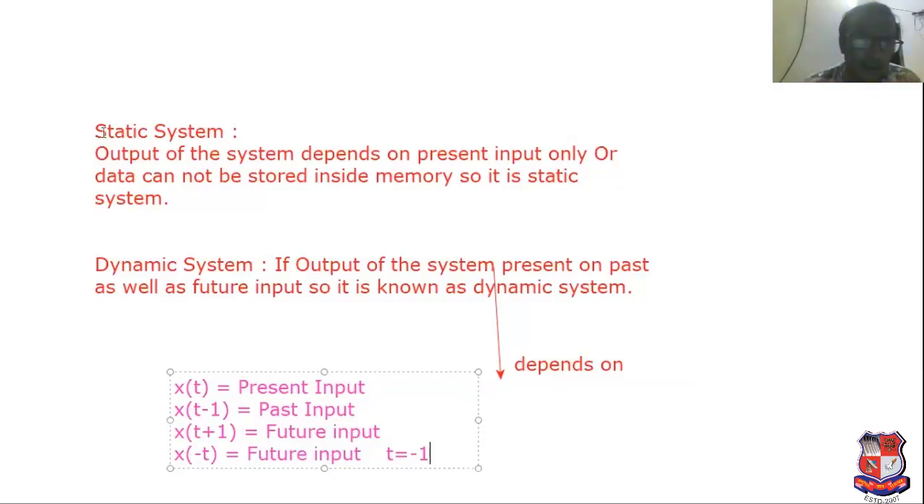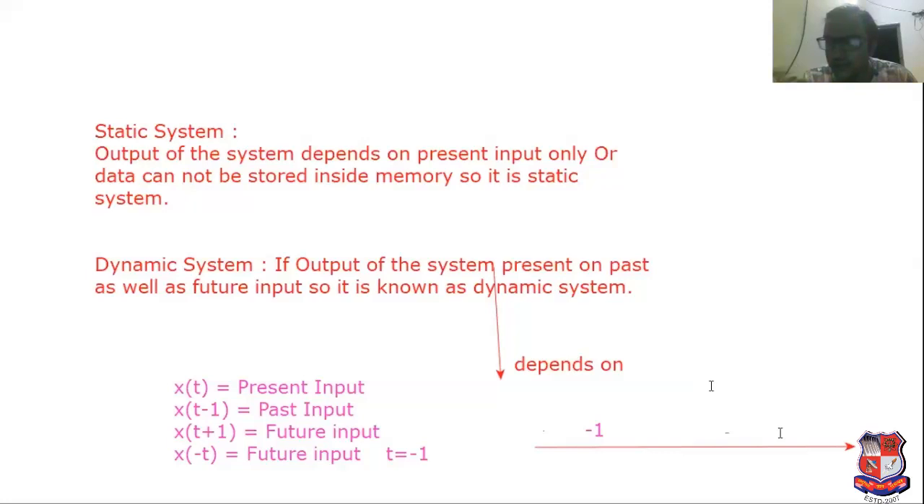Consider only the line number. See this. If here time is minus 1, we get the future values like plus 1, plus 2, plus 3. So it is considered a future input. So here I have discussed the fundamental concept of future input, past input and present input, and also the static and dynamic system. Based on that, we will discuss examples in the next lecture.